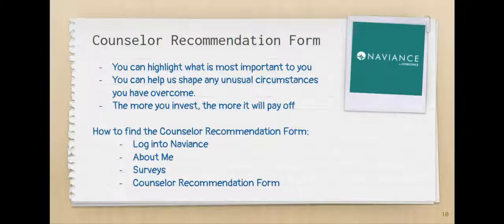You can find the counselor recommendation form when you log into Naviance. Click on About Me in the top right-hand corner, and then you'll see a link that says Surveys. Under Surveys, there'll be a link that says Counselor Recommendation Form. The counselor recommendation form is open now for you to start filling out. Please remember that at the bottom of the page, there's a button that says Update. Click that often because it times out after about 30 minutes, so you don't want to lose any of your work if it's not saved.